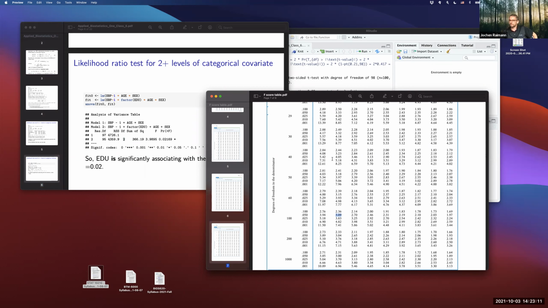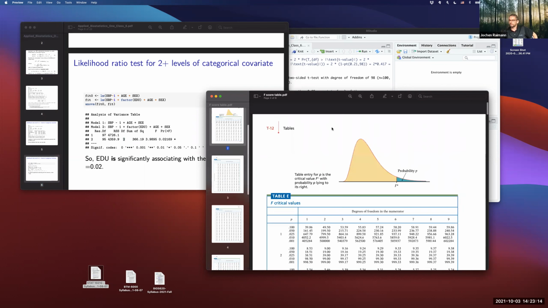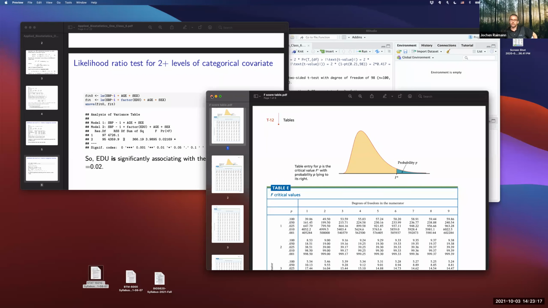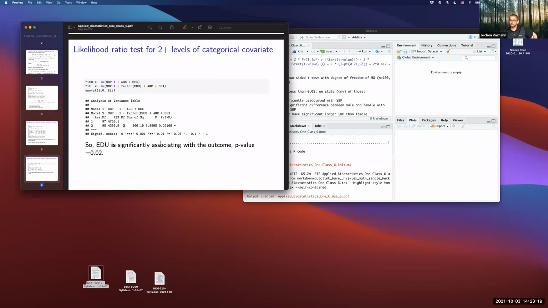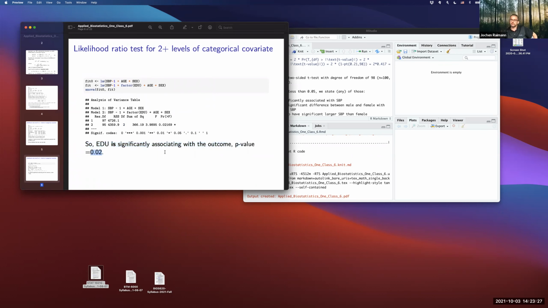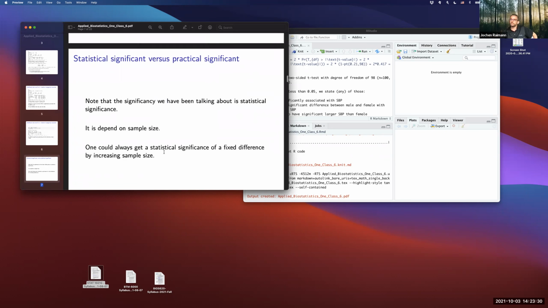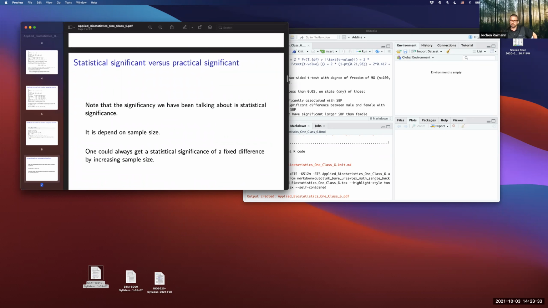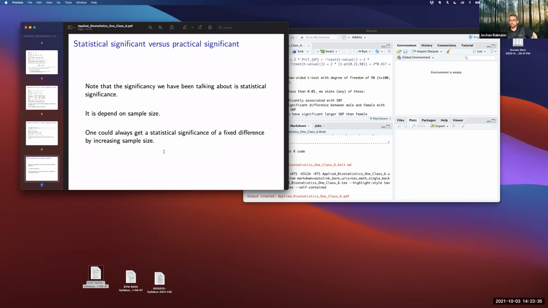And this is non-calculated. So this is found in this F-score table. Good. I hope that kind of made sense to kind of ramble out here a bit. Okay, so EDU is significantly associated with the outcome, p-value of 2%. I hope that was somewhat clear, and please go through that. Look at the F-score tables. Go through the background of all of this. This will be important knowledge also for the exam.